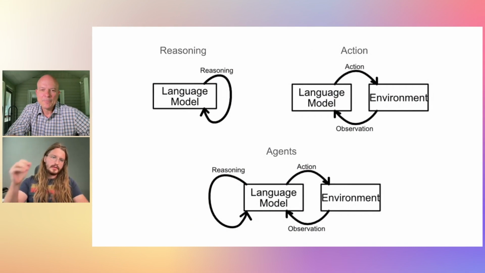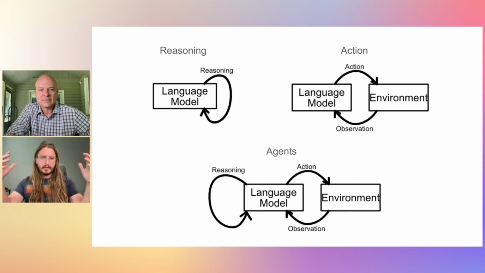For the idea of agents, you have chain of thought, which is this reasoning loop. And then you have things like SayCan and other work, which is this ability to act and observe. The idea of agents was really the academic community going, what if we connect these together?